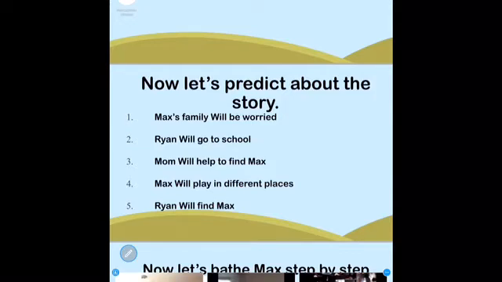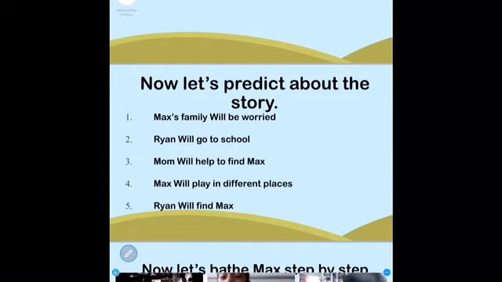Ok, the number 2, Brian will go to the school. Number 3, Mom will help to find Max. How? Pasting announcements on the wall. The number 4, Max will play in different places, okay? And finally, Brian will find Max, okay?